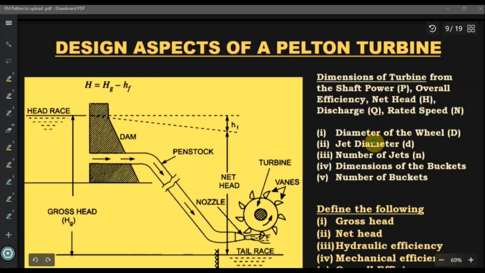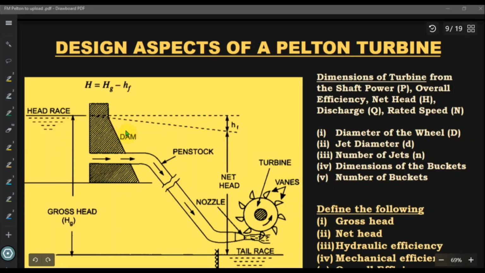In this case, the diameter of the Pelton wheel, and the jet diameter or the nozzle diameter, small d, the number of jets, say n, dimensions of the buckets like axial width of the hemispherical bucket or radial height of the bucket and depth of the bucket. So we will come to that shortly. Then the number of buckets to be mounted on the periphery of the Pelton wheel.